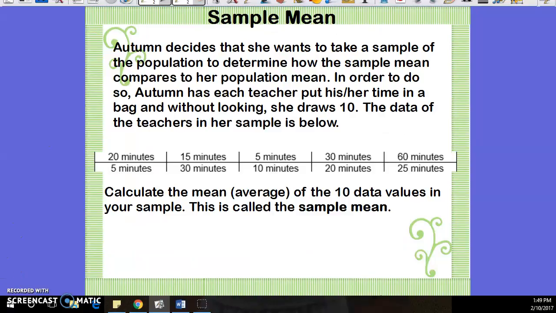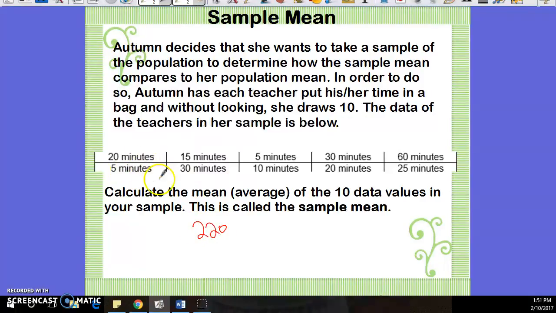Now we're going to do the same when it comes to a sample. So Autumn decides that she wants to take a sample of the population to determine how the sample mean compares to her population mean. In order to do so, Autumn has each teacher put his or her time in a bag without looking. She draws 10. The data of the teachers in her sample is below. So we're going to add these all together. When you add them together, you should get 220.